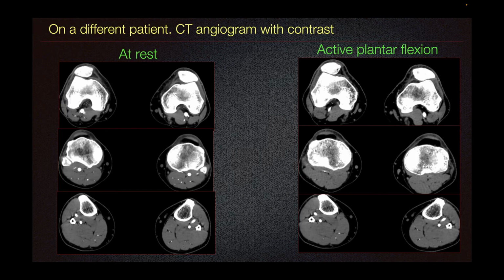This is a different patient, a CT angiogram with contrast. Here, the patient at rest, we can see that the popliteal artery is widely patent from the popliteal fossa all the way to the tibia and fibula. On active plantar flexion, here we can see that there is narrowing of the popliteal artery bilaterally at the level of the popliteal fossa, and at the level of the tibial plateau we can see that it is severely narrowed and again opacified normally at the level of the mid tibial diaphysis.